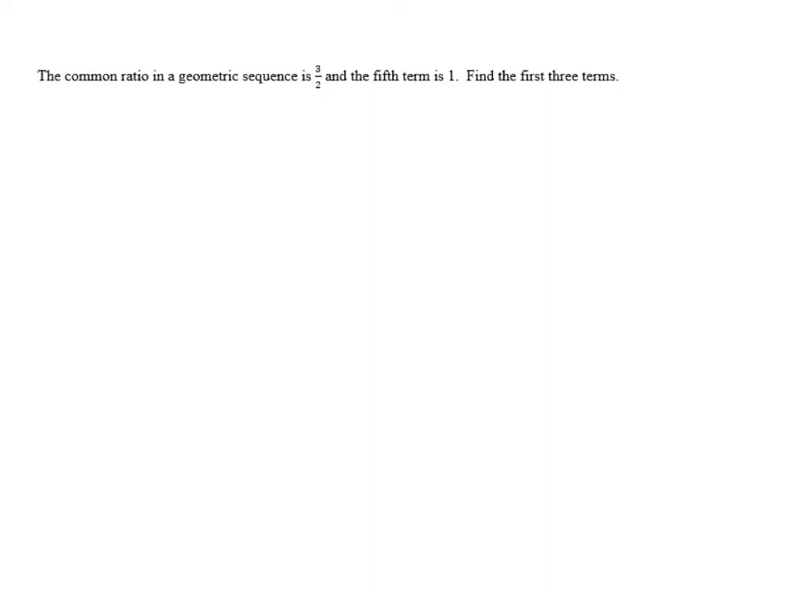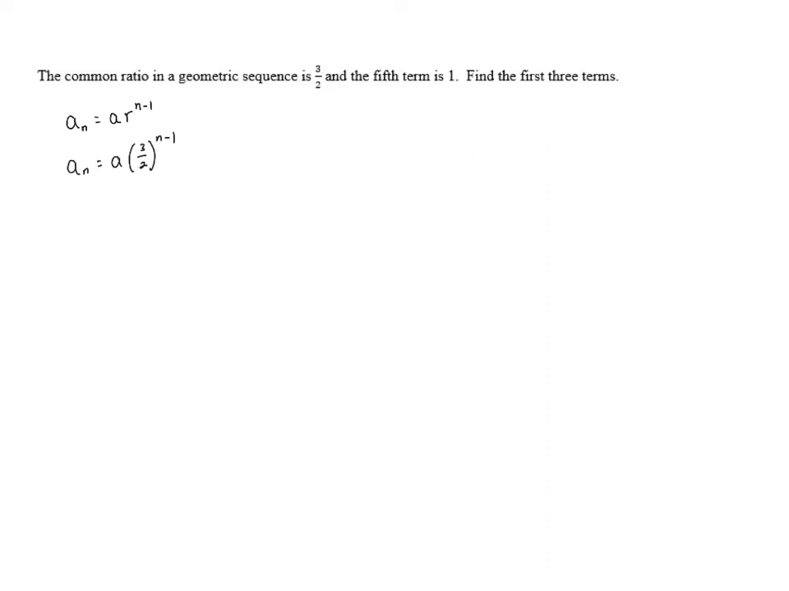The common ratio in a geometric sequence is 3/2, and the fifth term is 1. Find the first three terms. Again, we're going to rely on the formula for the nth term of a geometric sequence. A sub n equals a times r to the n minus 1. We're told that the common ratio is 3/2, so we can be a little bit more specific here. A sub n equals a times 3/2 to the n minus 1.